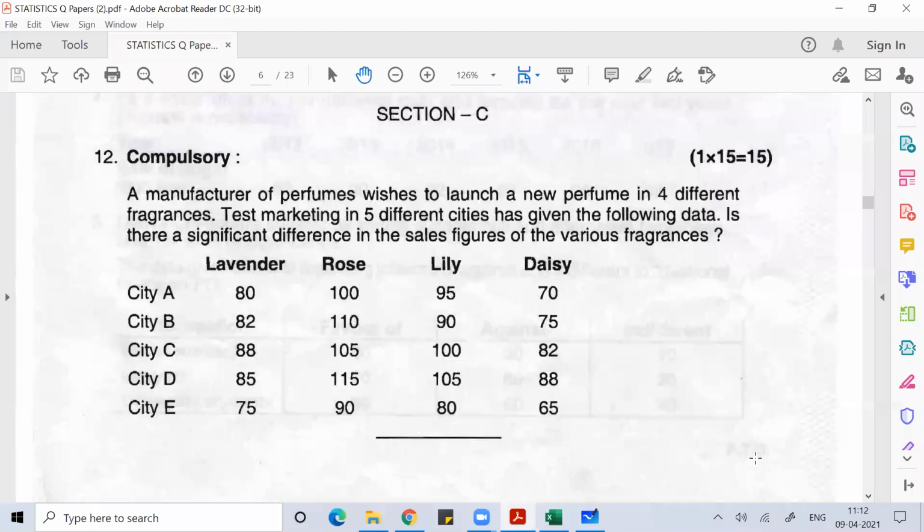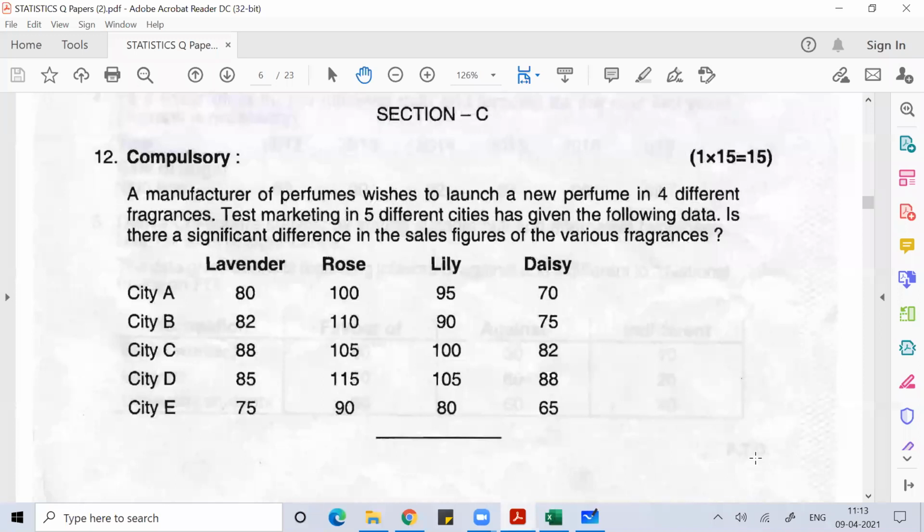So in this class today we're going to discuss this problem. Read this problem. It is mentioned that a manufacturer of perfume wishes to launch a new perfume in 4 different fragrances. Test marketing in 5 different cities has given the following data. Is there any significant difference in the sales figure of the various fragrances?